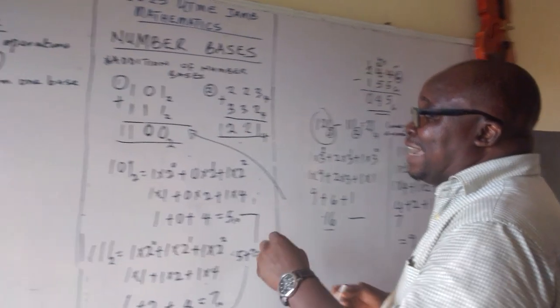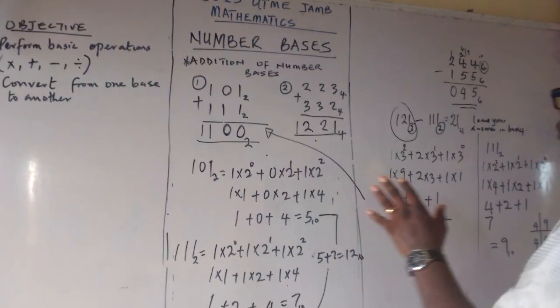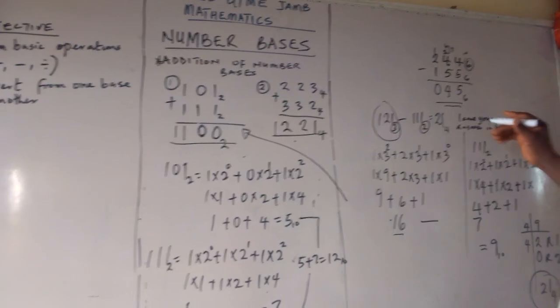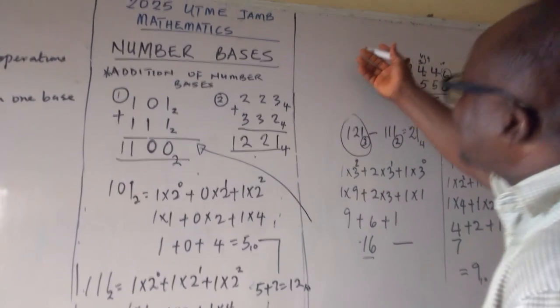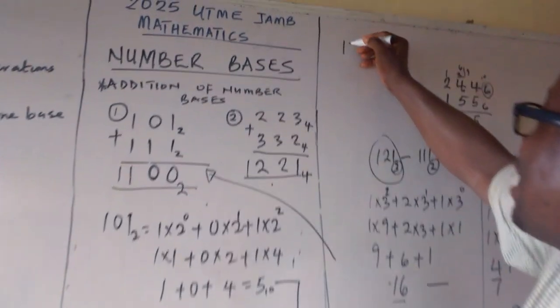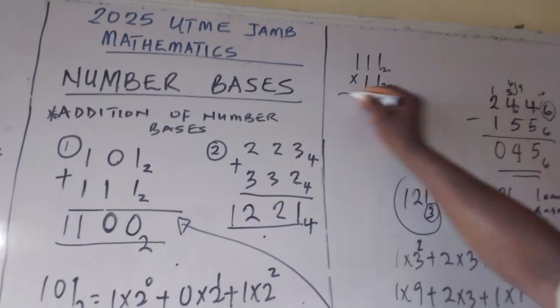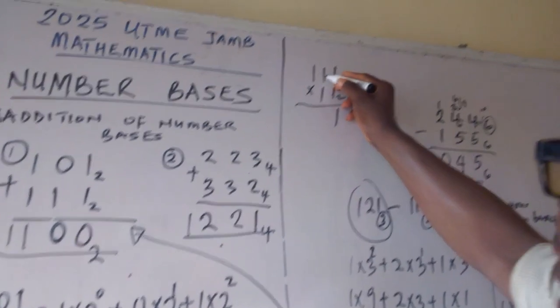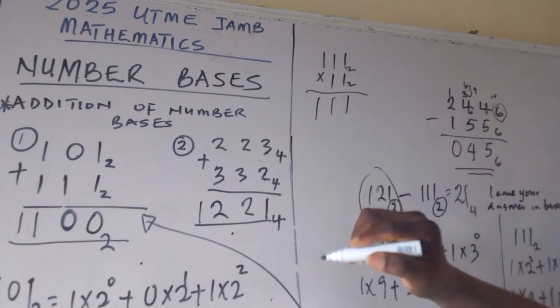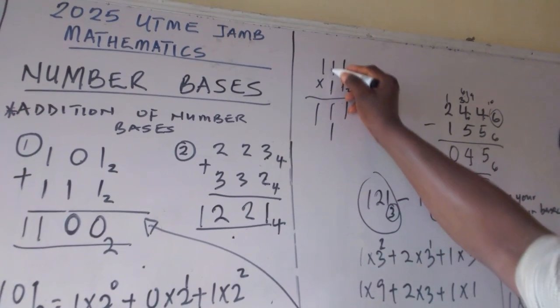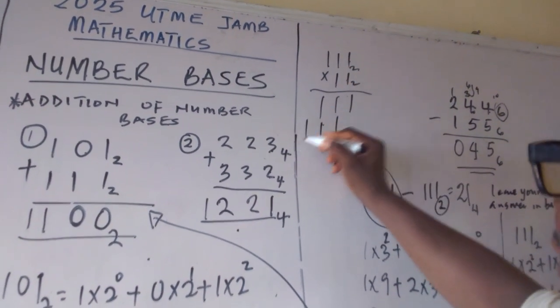Finally, in the final slide, I want to show you how we can do multiplication. Now, the multiplication can also be done the same way. If I say 1, 1, 1 multiplied by 1, 1, they are all in base 2. 1 times 1 is 1, 1 times 1 is 1, 1 times 1 is 1. 1 times 1 here is 1, 1 times 1 here is 1, 1 times 1 here is 1.